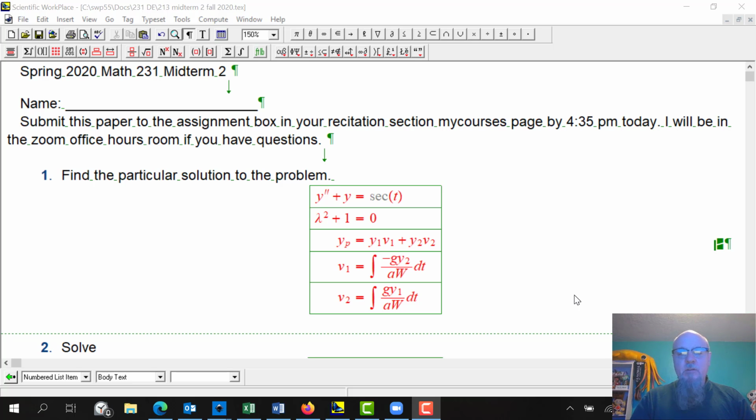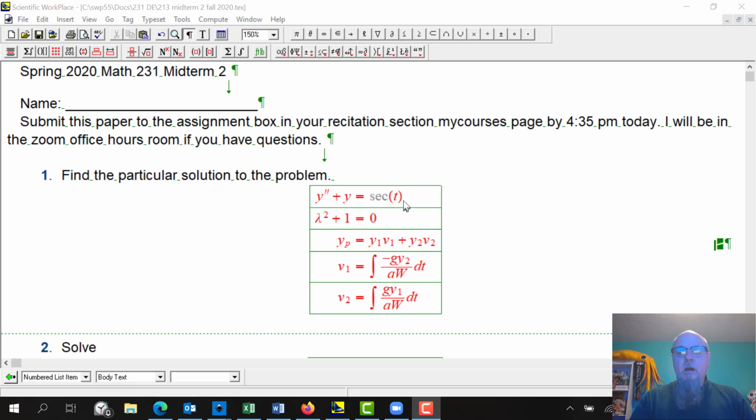Let's take a look at this second midterm. First question is asking me to find the particular solution. So we have two different ways of finding the particular solution: unknown coefficients and variation of parameters. This one's going to be variation of parameters because there is no good guess for secant of t. And I think we did this exact question in the notes.